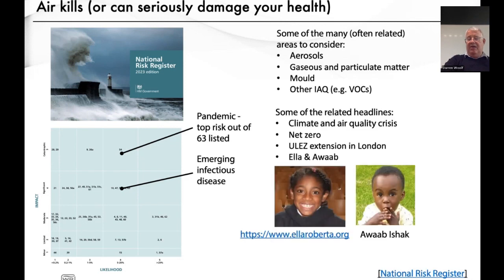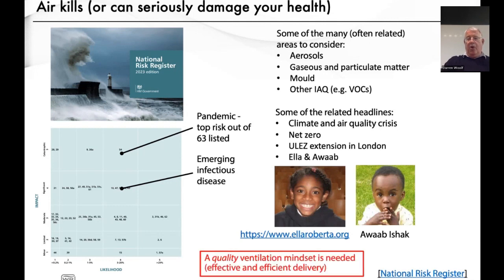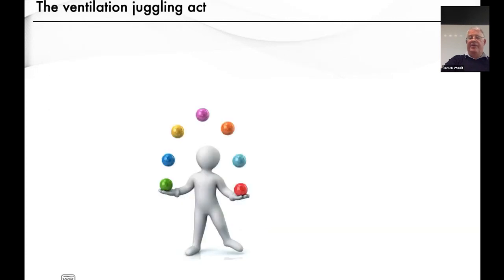And then there's the headlines as well, such as climate and air quality crisis, net zero, the ULEZ extension, and the victims, such as Ella and Awaab, which again hit the headlines, and they're not the only victims. There's the silent victims in their many, many thousands as well that may have contributory factors to their health or even to their death. So a quality ventilation mindset is needed, and that includes the elements of effective and efficient delivery.